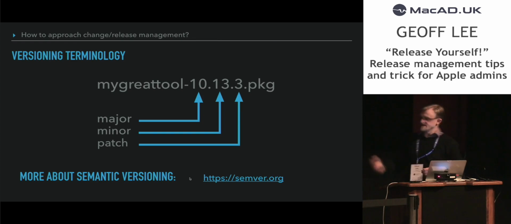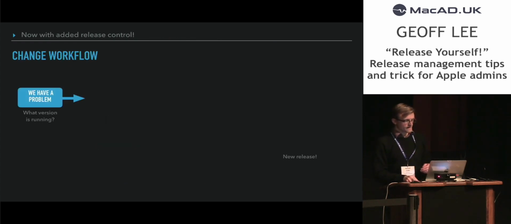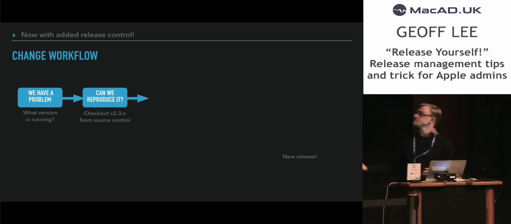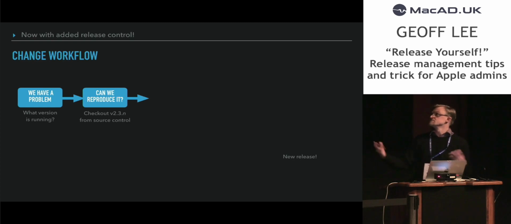So you can see the semantic versioning URL there for more information. So even just that basic starting to tag and version things means that we can improve our workflow a little bit here. We can say, we have a problem, okay, what version of our code is causing that problem? So it's version 2.3 point something.